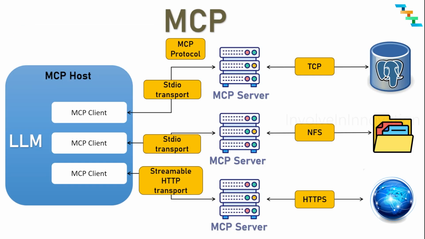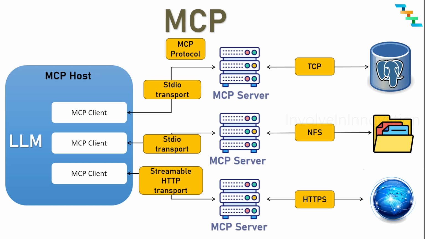The transport layer is about how data actually travels between the client and the server. MCP supports two transport mechanisms. One is standard input output transport, which uses standard input output streams, the same thing you use when running programs in a terminal. For example, if you run an MCP server on your local machine, which we will see later in this video, your AI can talk to it directly using standard input output. This is super fast because it is just two processes on the same machine exchanging text, no internet required.